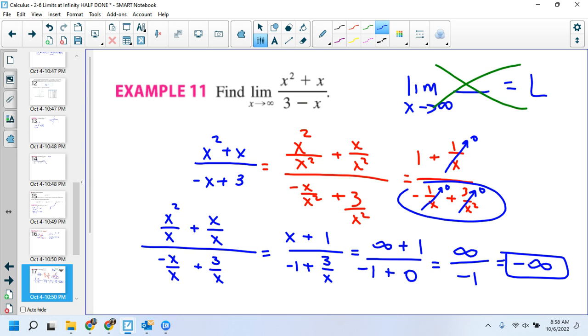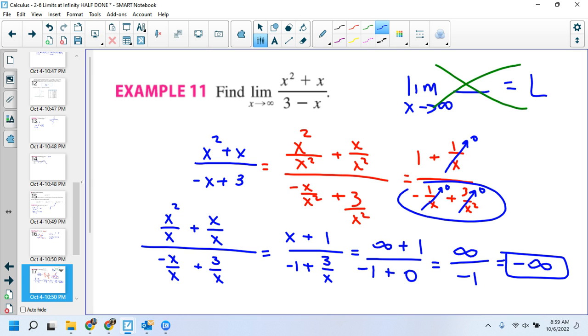So if you ever run into a scenario when you try to divide by the highest power on x, and it makes the whole denominator go to 0, because this is what we learned how to do yesterday, divide by the highest power, highest degree, right? But unfortunately it made the whole denominator go to 0. So what you want to do is divide by the highest power in the denominator, and that will actually do it for you.